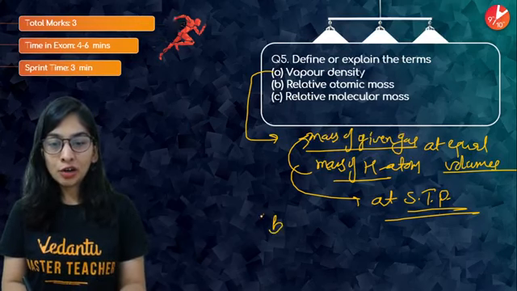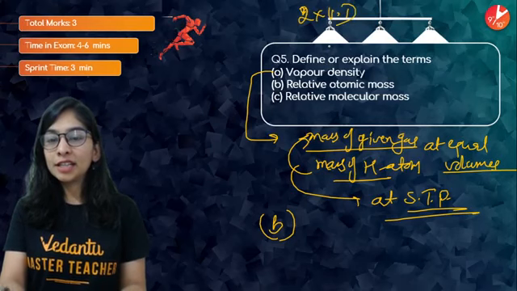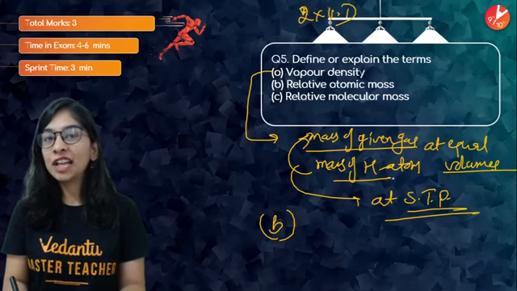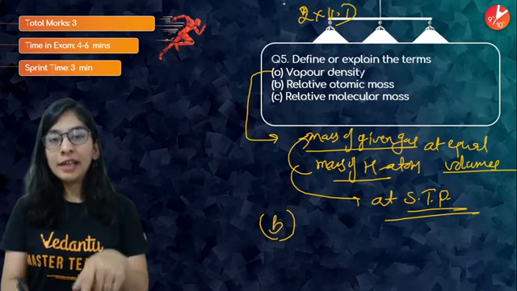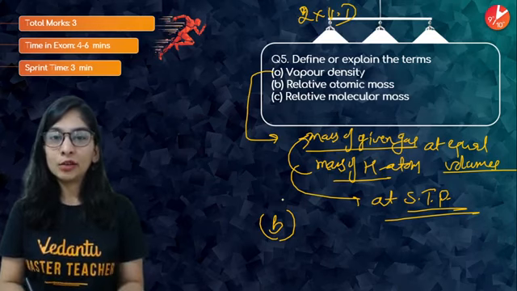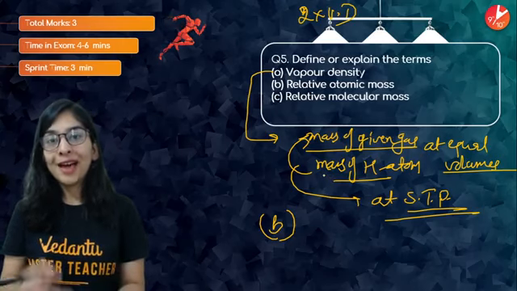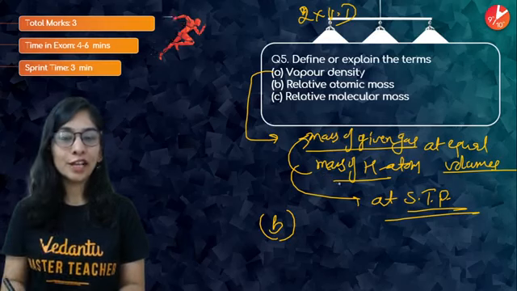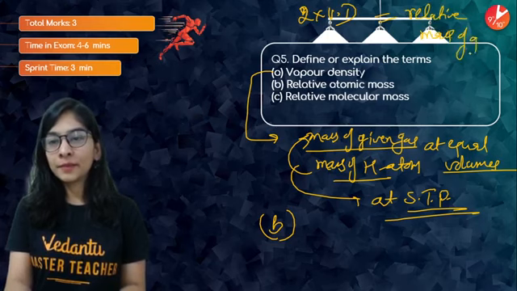Okay, let's talk about B, and I hope you'll remember the formula. 2 into vapor density. 2 comes because that was hydrogen gas, H2. You'll write it as 2 into the mass of a hydrogen atom, and you take the 2 on this side while calculating vapor density. So it becomes the mass of a hydrogen atom from the hydrogen gas H2. So that's how that 2 came. 2 into vapor density gives the relative mass of the gas.